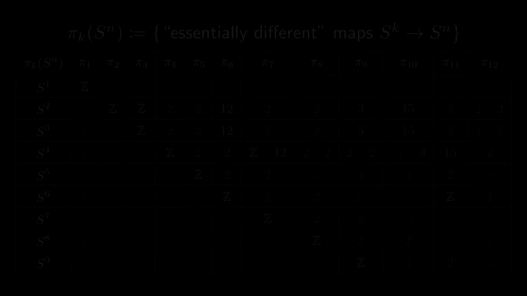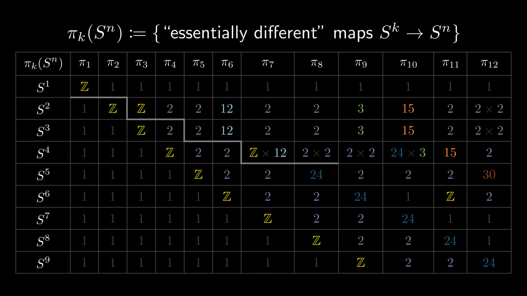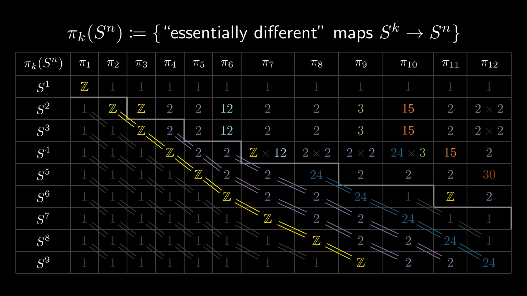On the table, this manifests as having this border with a slope of -0.5, and everything below the border is constant on each diagonal stripe. Actually, a lot of homotopy theory just tries to work out these so-called stable homotopy groups that the different diagonals approach. Starting with the main diagonal, we have Z, 2, 2, 24, 1, 1.